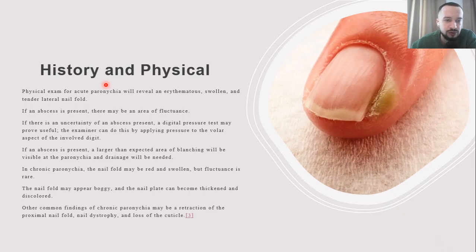In chronic paronychia, the nail fold may be red and swollen, but fluctuance is rare. The nail fold may appear boggy, and the nail plate can become thickened and discolored. Other common findings of chronic paronychia may be a retraction of the proximal nail fold, nail dystrophy, and loss of the cuticle.